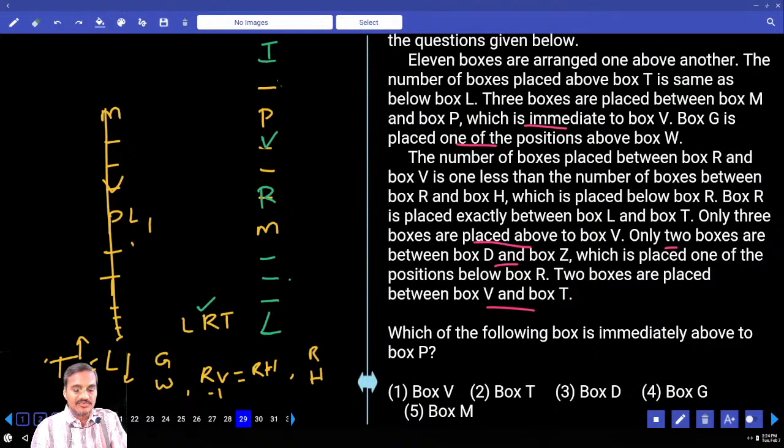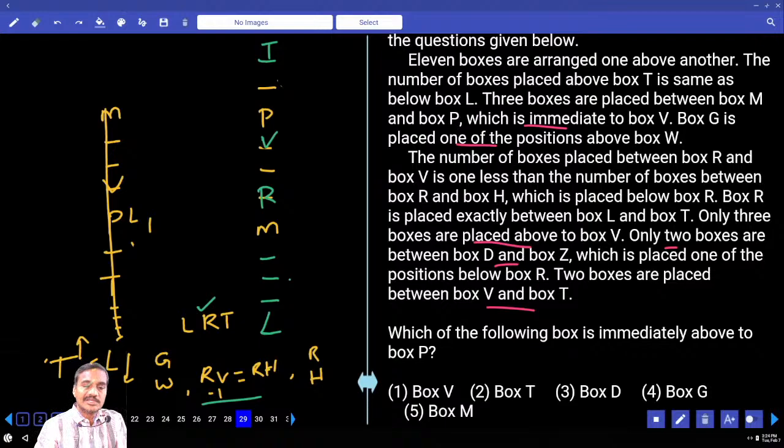Now between R and V, R is above this H. R and V, R and H. R and V, how many boxes are there? 1 box. Let me come to this information, see. In between R and V, how many boxes? It is 1 lesser than R and H, he said.